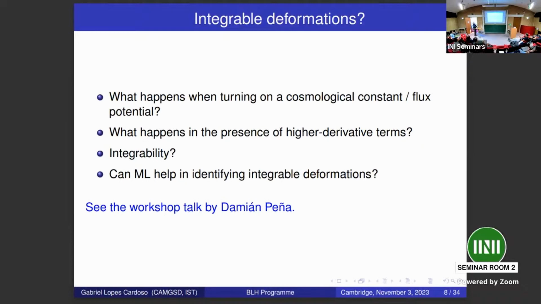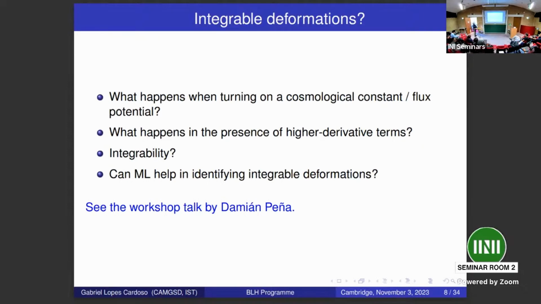So you can look at turning on a cosmological constant, or turning on the potential for the scalar fields, or turning on higher derivative terms. You can look at it as introducing deformations of your original Lagrangian. And the question is whether there are deformations that preserve integrability. Now, this is a hard question to answer. And in this context, you may ask whether machine learning can actually help you in identifying such integrable deformations.